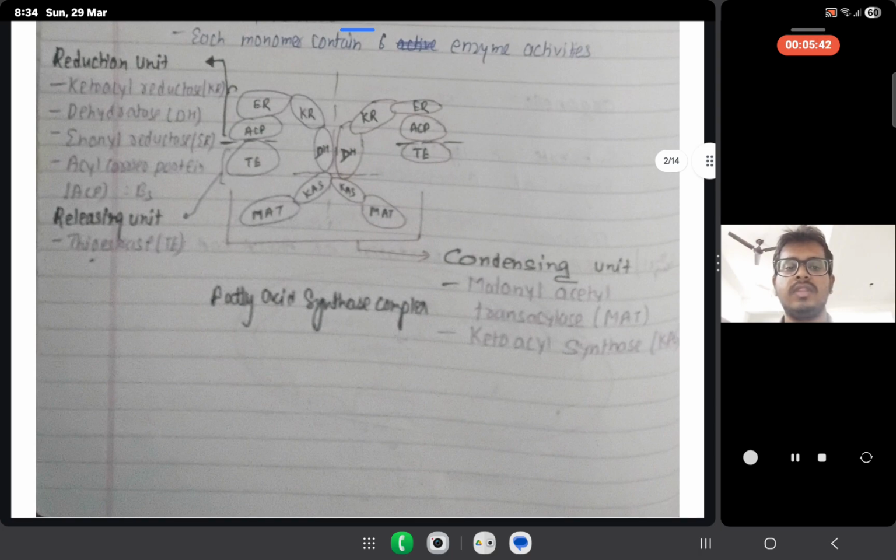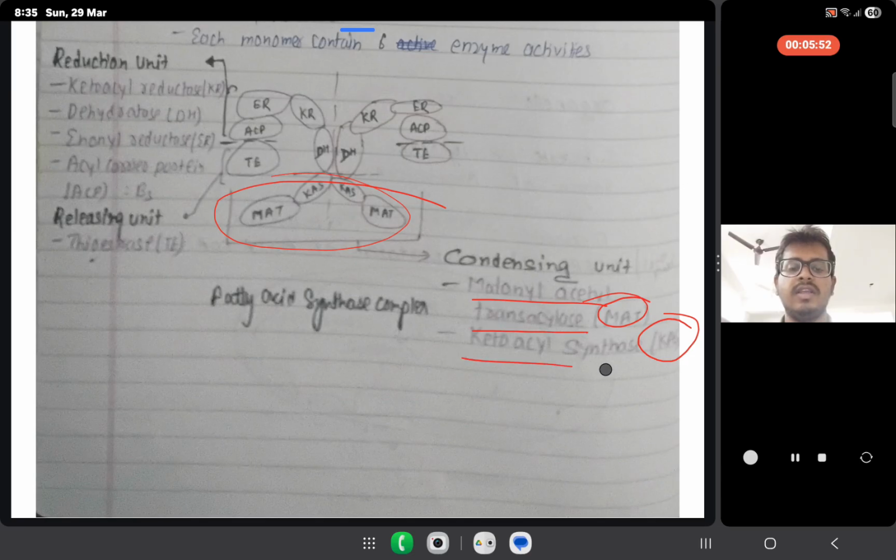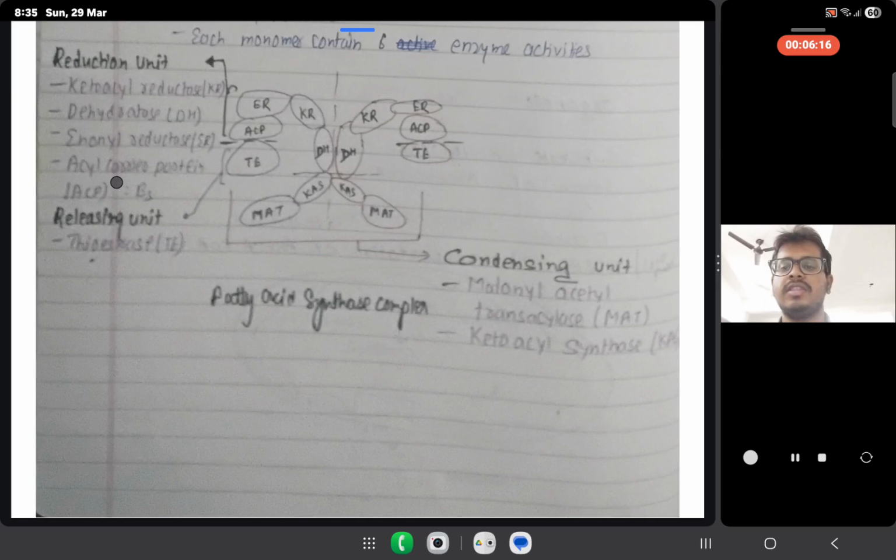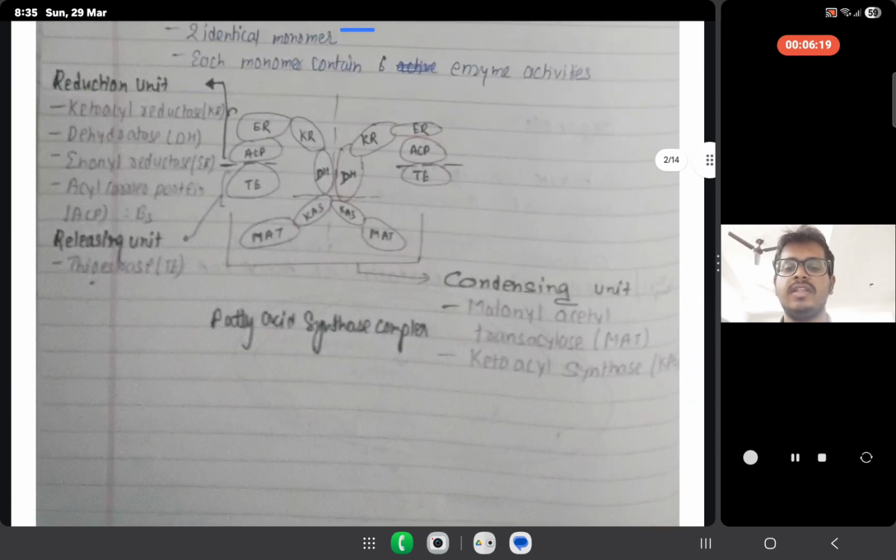Now we'll see the condensing unit. The condensing unit is MAT and KS, that is malonyl acetyl transacylase and ketoacyl synthase. Another is TE, the releasing unit, that is thioesterase. Now we'll see the reduction unit: ketoacyl reductase, dehydratase, enoyl reductase, and acyl carrier protein, that is ACP. So now this is the fatty acid synthase complex.